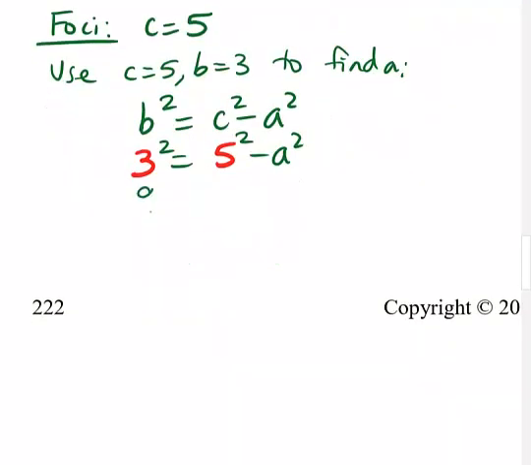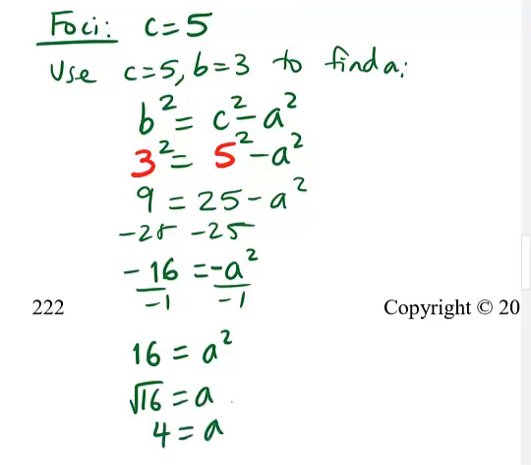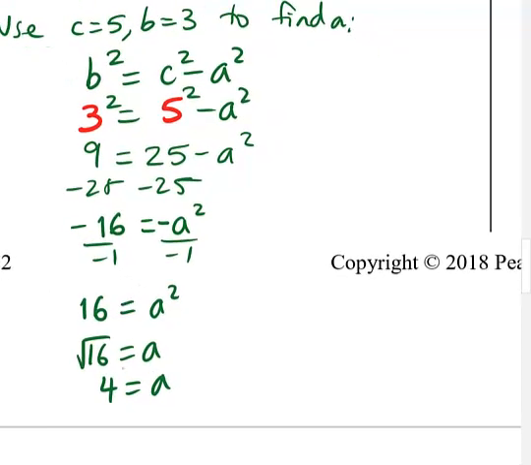Let's see, if I simplify that, 9 equals 25 minus a squared. If I move the 25 over, I think that's negative 16 equals negative a squared. If I divide both sides by negative 1, 16 is a squared. And if I square root both sides, a must be 4. So there we have it. Okay, so we have a is 4.